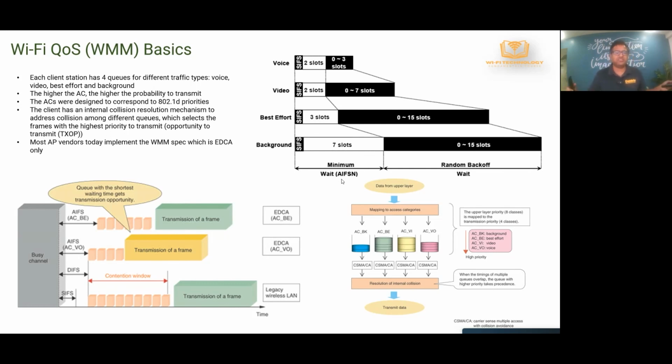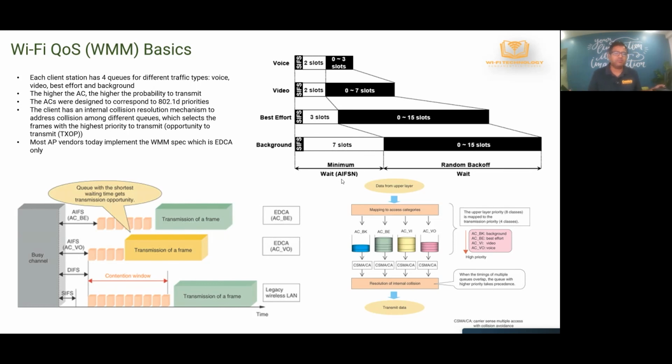So which means that when both of them see the medium free at the same time, the probability of this person getting access to the medium is higher because he has to wait only a lesser amount of time, and the other has to wait a longer amount of time when he sees the medium free. So that is one way you can create QoS in a distributed fashion.